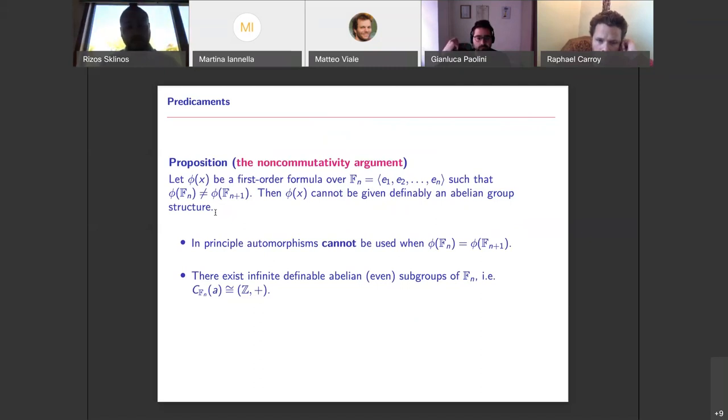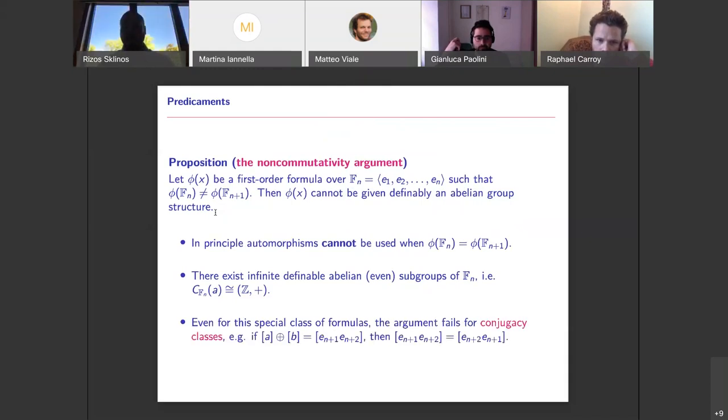Now, a different obstacle appears when we try to generalize the argument, not only for the real elements, but also for the imaginary elements. The most natural equivalence relation for groups comes from conjugation. So conjugacy classes are going to be imaginary elements for us. And the first thing I did actually is to test if this argument generalizes to conjugacy classes. So we have the same special class of formulas that gain a conjugacy class now in a higher rank free group, and we try to play again the same argument.